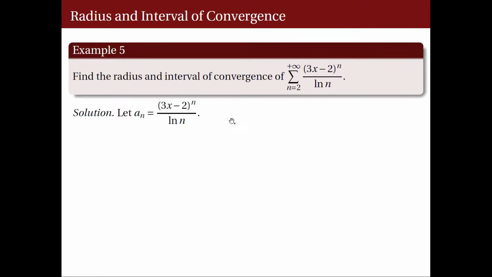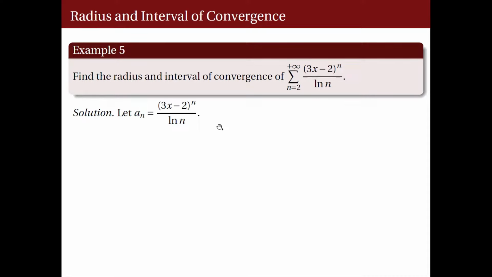For our fifth example, we will consider the power series the sum of (3x minus 2)^n over ln n, n equals 2 to positive infinity. Like what we have done in the previous examples, we will use the ratio test to determine the radius and interval of convergence of the power series.